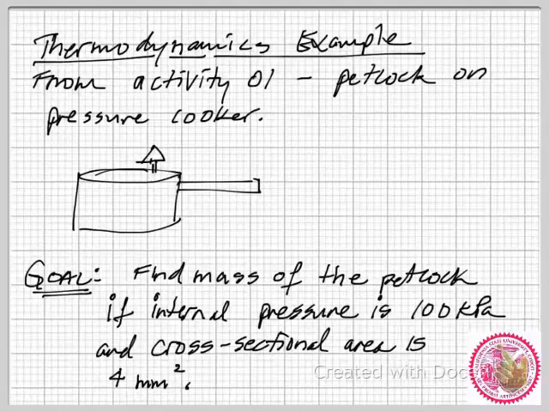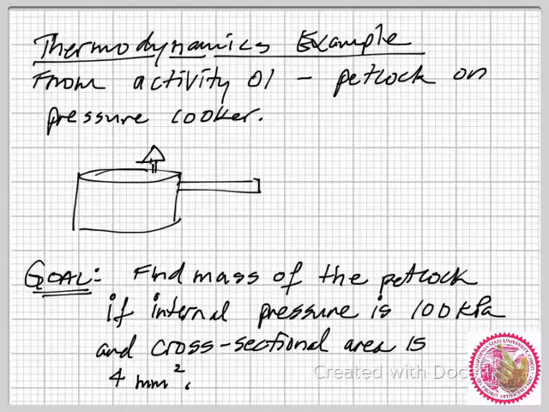Okay, this is an example from an activity in class. We didn't go through the example in class, so I'm going to go over it in this short video. So this is the problem with a pressure cooker, which is basically a pot that you put on a stove with an increase of heat. These are flames.